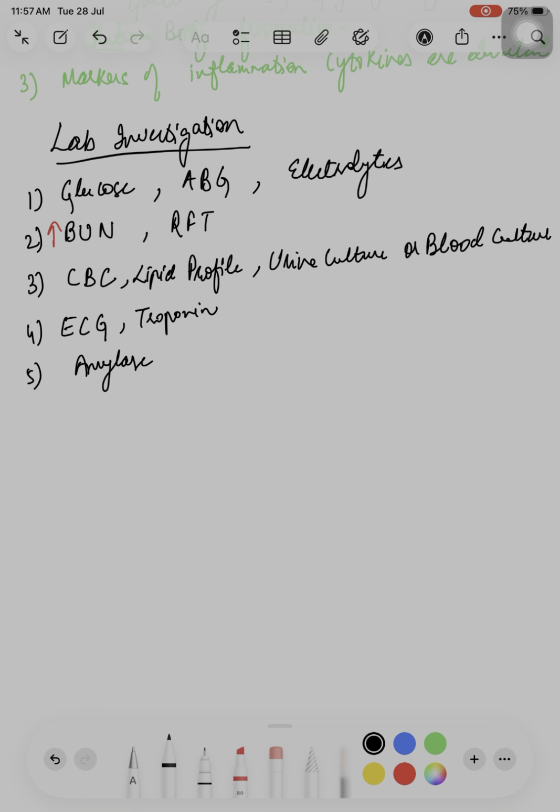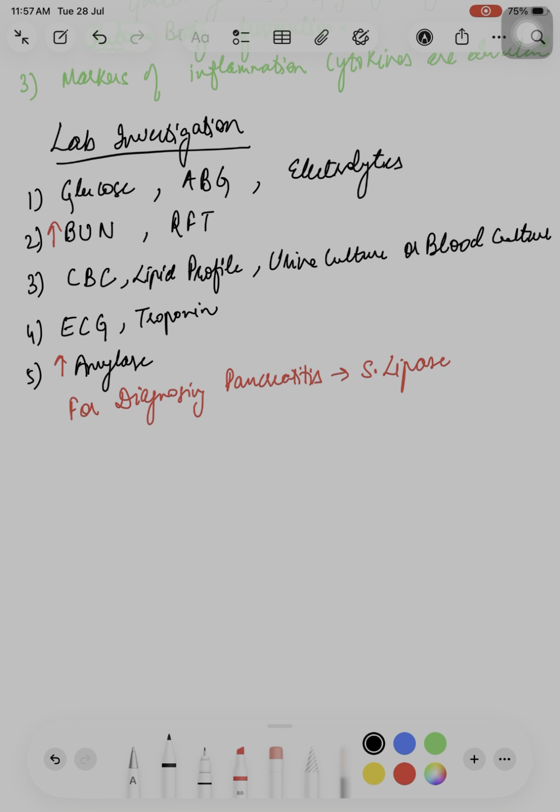Amylase level. So there are raised amylase levels in case of diabetic ketoacidosis, but it is mainly of salivary origin. So thus it is not diagnostic of pancreatitis. For diagnosing pancreatitis, you have to do serum lipase levels, right?